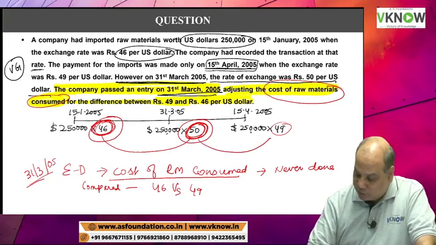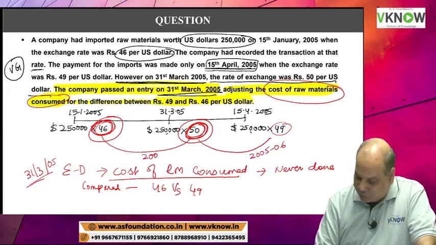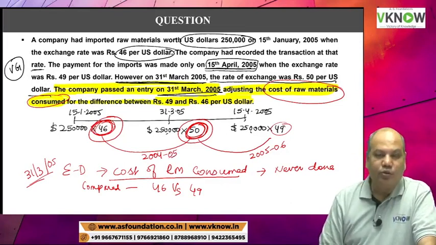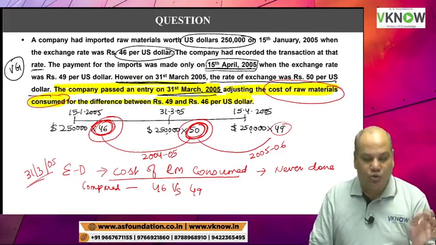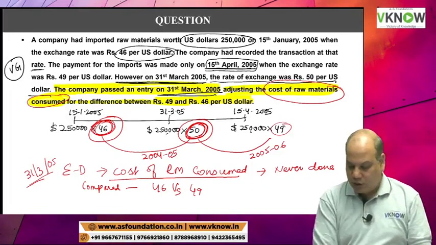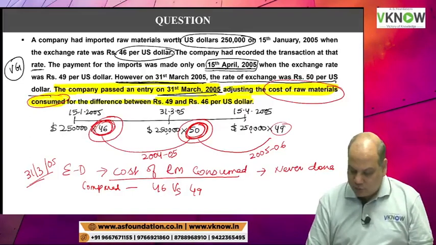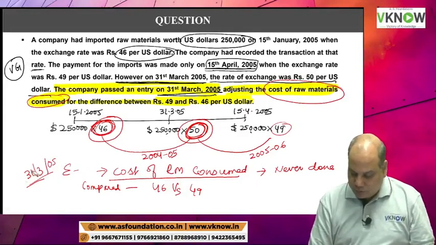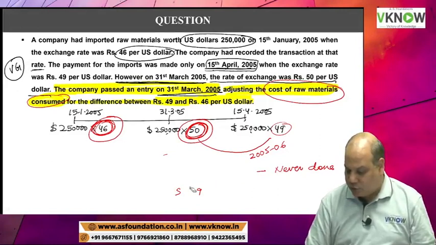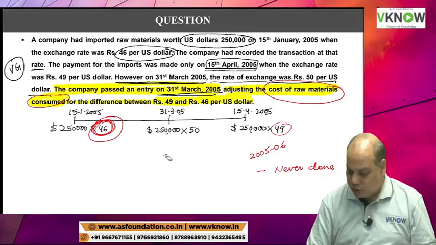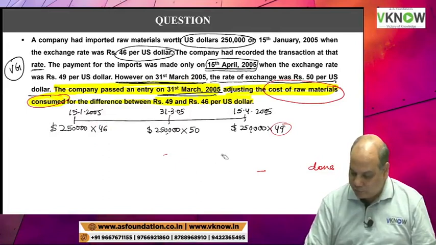The difference between 50 and 49 will be transferred to P&L account in financial year 2005-6, and the difference between 46 and 50 will be transferred to P&L account in financial year 2004-5. Is it right? So that was the answer. The answer is printed in the book. For your understanding, if you want to draw this timeline, you can draw. Choice is yours.